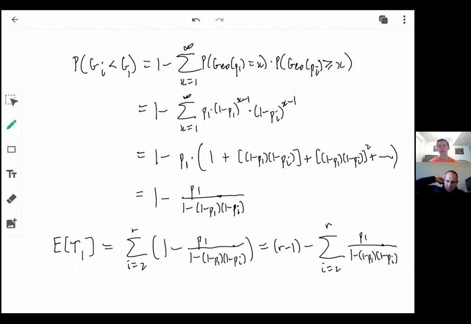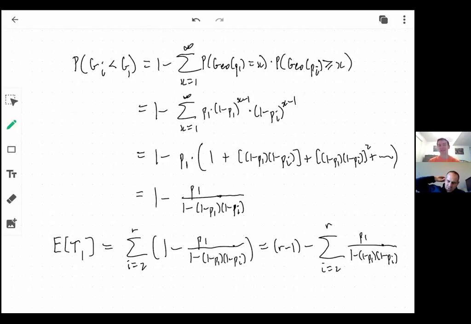Is there something we could plug in to check and make sure? Like, what if P1 was 0? Oh yeah, this gives the correct formula. If P1 was 0, do you see that the sum would disappear? You're just left with R minus 1. Yeah. Right?